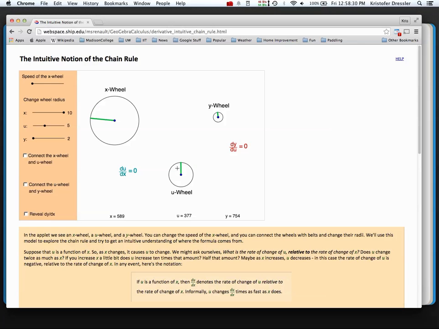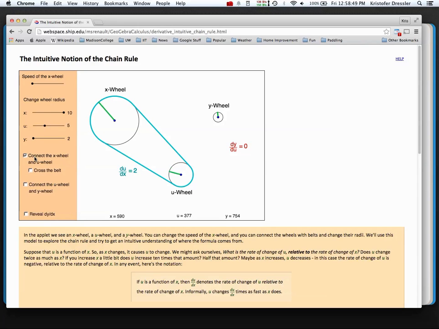Now, right now, these two are not connected, but if I put a belt around there, I'm going to wait till this gets to the top. So notice this is at 589. We're about to hit 590, and this is at 377. We don't have a nice clean ratio, so we'll have to take a change in this over a change in this. Ready? 1, 2, 3. Get this time. There we go. Okay, now they're connected with this belt.